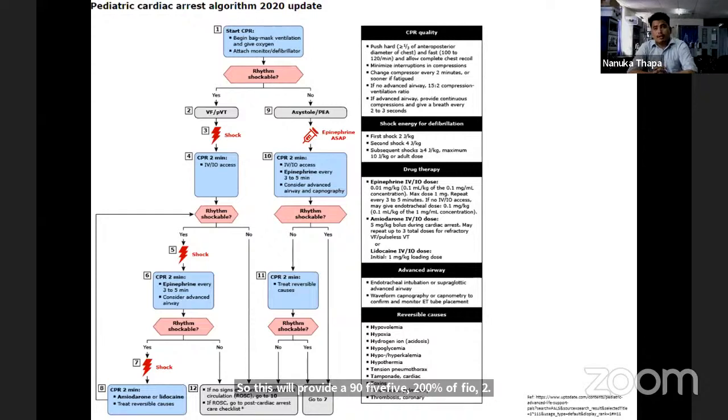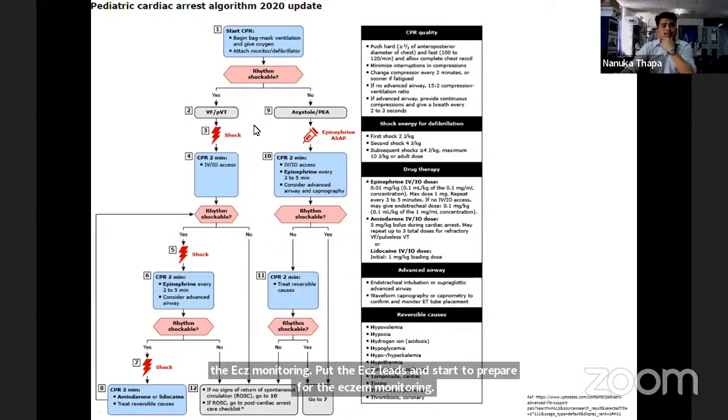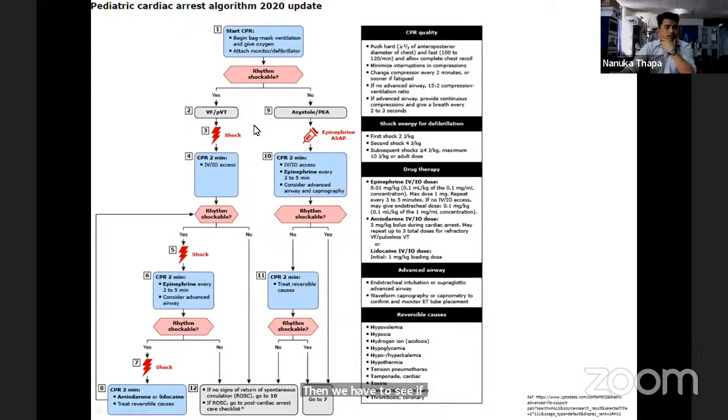Apart from that, in the meantime, some of the other rescuers should put the ECG leads and start to prepare for the ECG monitoring. Then we have to see if the patient's rhythm is shockable or not. So shockable rhythms are ventricular fibrillation and ventricular tachycardia. The non-shockable rhythms are asystole and pulseless electrical activity.